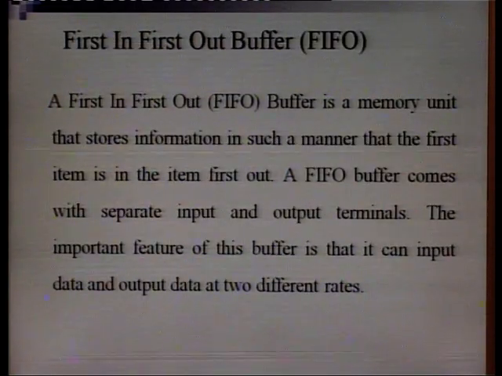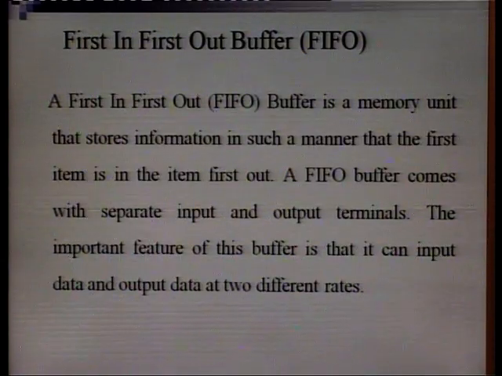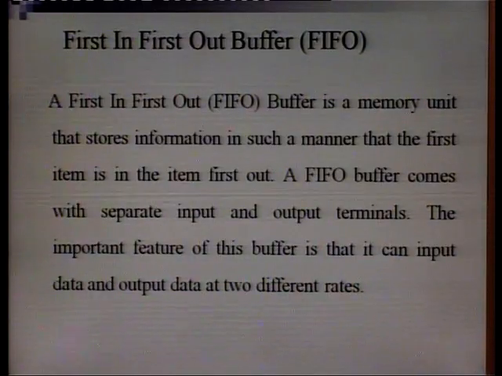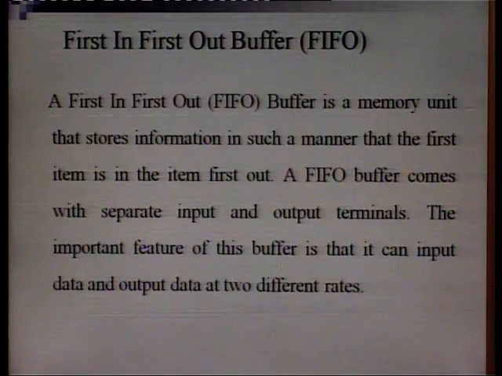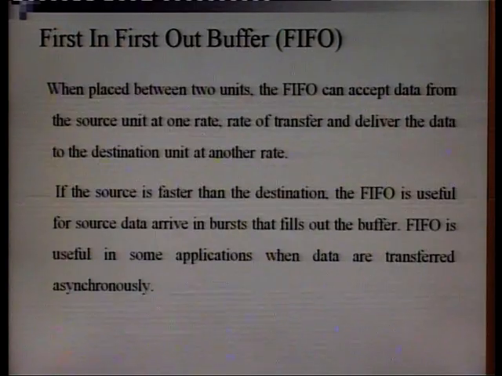The second method is the first in first out buffer. The first in first out buffer is a memory unit that stores the information in such a manner that the first item in is the first item out. So the first in first out buffer comes with separate input and output terminals. It can accept the data and send the data at different rates. So the main feature of this buffer is that it can input the data and output the data at two different rates.